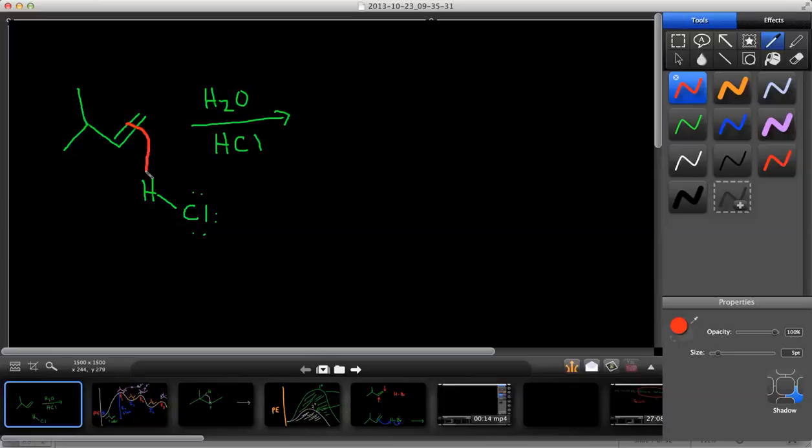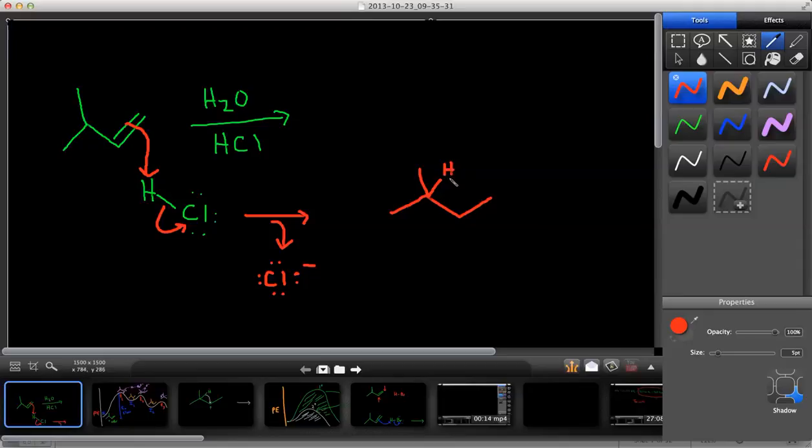Pi bonds abstract the hydrogen. Hydrogen-chlorine bond breaks. I have generated Cl-. This will become important in the last step of the mechanism. And of course, as we've already seen, we'll generate a secondary carbocation. This secondary carbocation can and will rearrange through a 1,2 hydride shift.